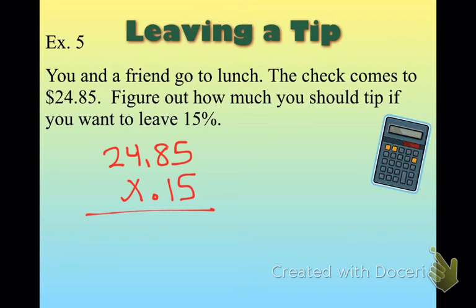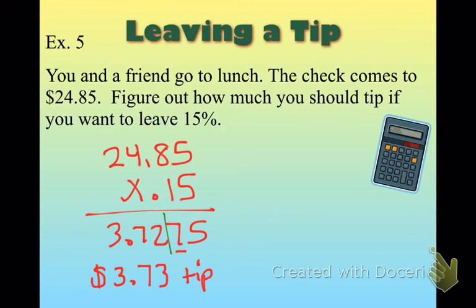When I multiply these out, I get 3.7275. Because we're talking about money, we need to round this off to the hundredths. Money is in 2 decimal places. So in this case, we are going to be leaving $3.73. It rounds up. So we have to leave $3.73 minimum if we want to leave 15%.